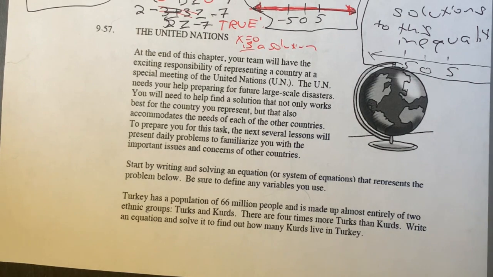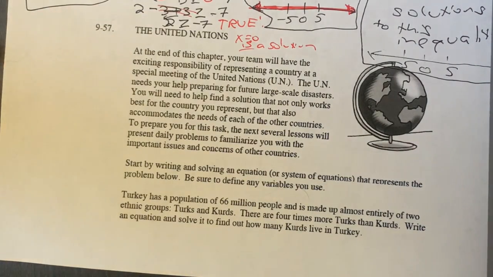Start by writing and solving an equation or system of equations that represents the problem below. Be sure to identify any variables you use. Turkey has a population of 66 million people and is made up almost entirely of two ethnic groups, Turks and Kurds. There are 4 times more Turks than Kurds. Write an equation and solve it to find how many Kurds live in Turkey.